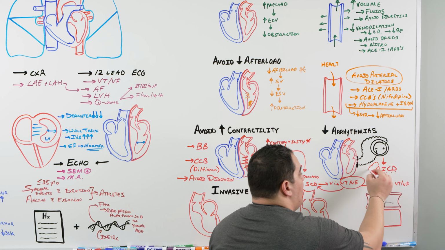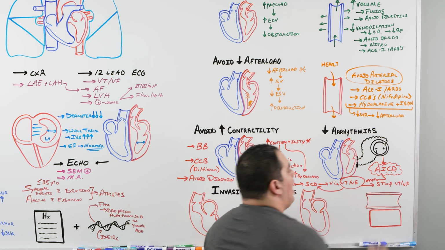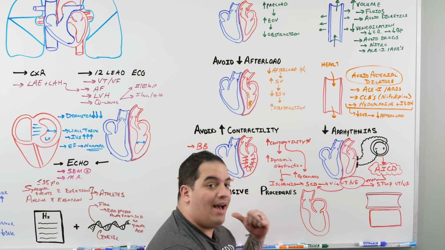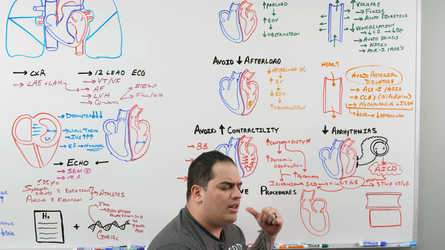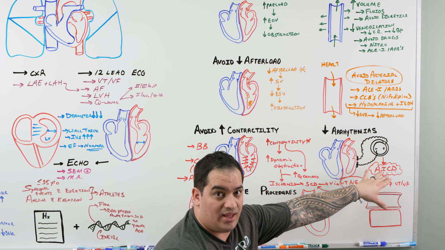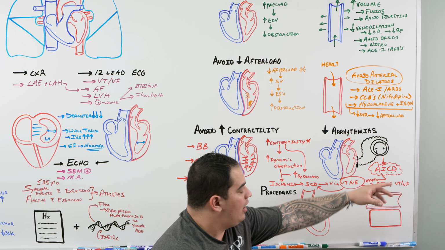So this is something that you definitely want to consider in a patient with hypertrophic cardiomyopathy who has had syncopal events, a genetic history, a family history, or a diagnosis by echo of HCM. Consider putting this in so that they don't develop a sudden cardiac death due to these arrhythmias.